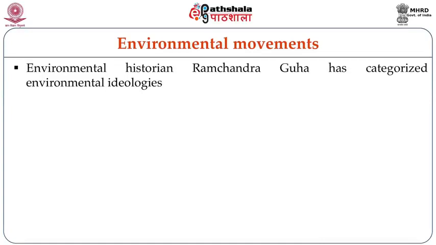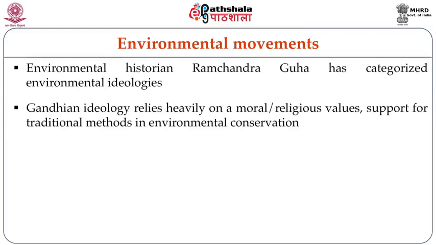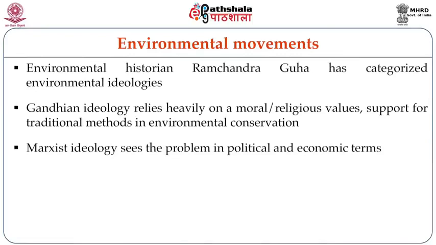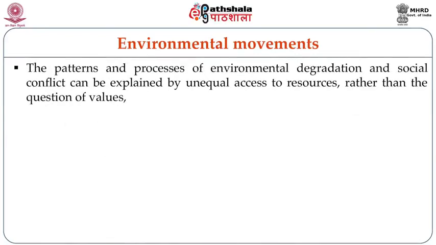Environmental historian Ramchandra Guha has categorized environmental ideologies. Gandhian ideology relies heavily on moral or religious values, and support for traditional methods in environmental conservation. Marxist ideology sees the problem in political and economic terms. The patterns and processes of environmental degradation and social conflict can be explained by unequal access to resources rather than the question of values. This is the idea of the Marxist.